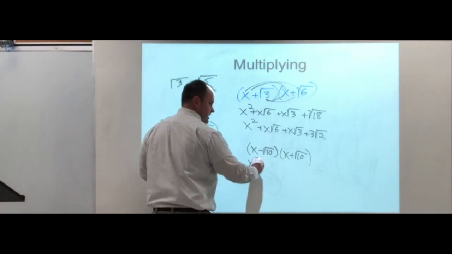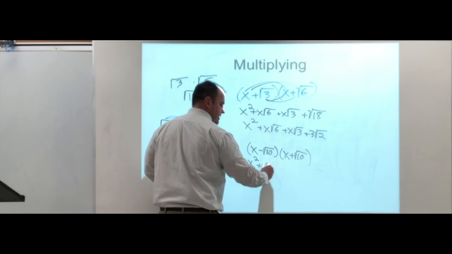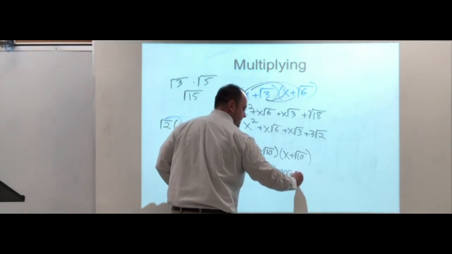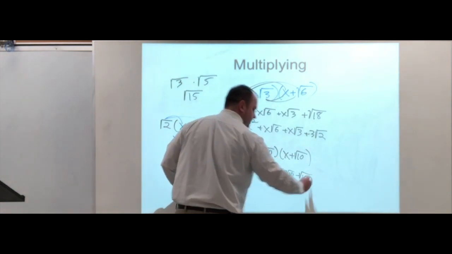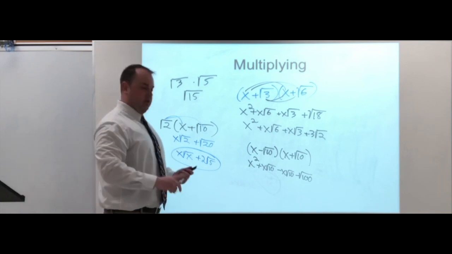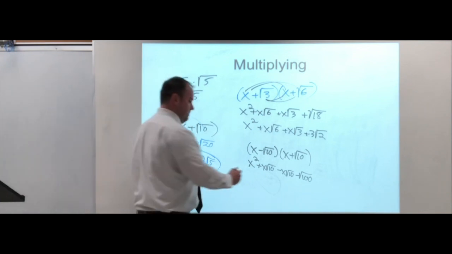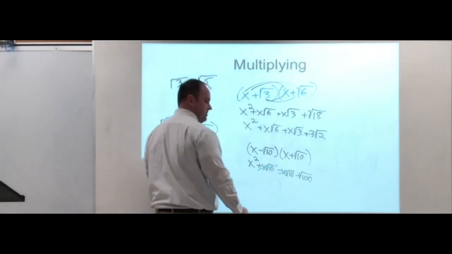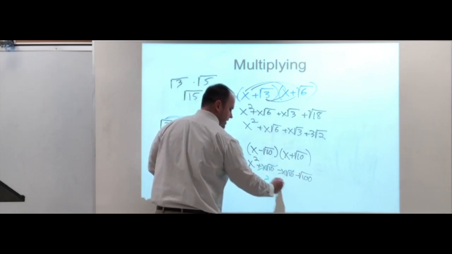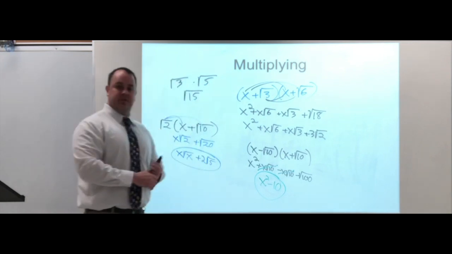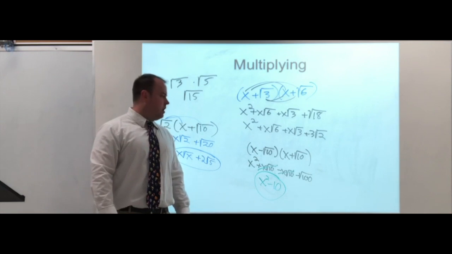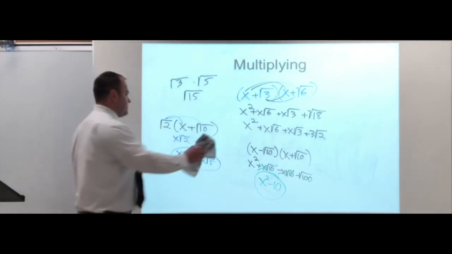Distribute your x, you get x squared plus x square root of 10 minus x square root of 10 minus square root of 100. And the nice thing that's happening here is a lot of our radicals are either going to cancel out or simplify. They cancel out. Square root of 100 goes to 10. X squared minus 100. Now that skill or knowing this is going to help us with our division problems.